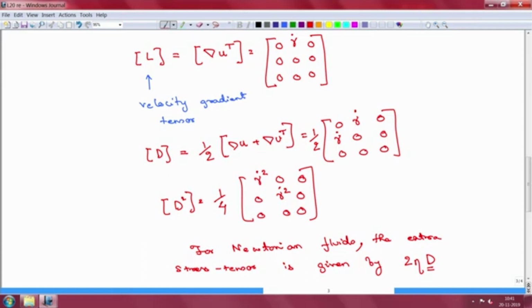This is an important point with respect to Newtonian fluids: in a simple shear flow the normal stresses are always equal, but we will see that that is not the case for non-Newtonian or viscoelastic fluids. So, we will do that in the next class.